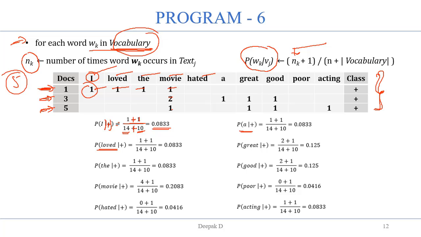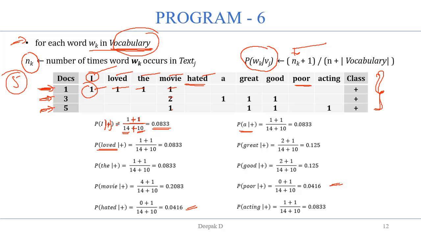Here the word hated has not been repeated, not even once, and also the word poor. Still we need to calculate that. So this is the first step with respect to positive class documents.